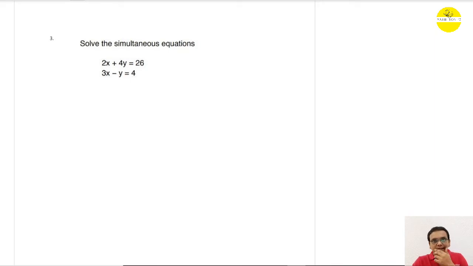Now a question comes to your mind: if we have the same coefficient, we understood how to eliminate. But if we don't have the same coefficient, then what do we have to do? If we don't have the same coefficient, then we have to balance the coefficient. Got it? How to balance? I'm trying to tell you.